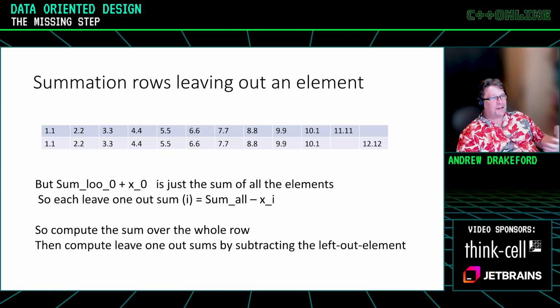So what you're saying is the sum of a leave one out row is the sum over everything, subtracting the value that we left out. So basically, all we need to do is to sum over the whole row. That'll take about n operations, and then we have n operations where we subtract one element from that summation to get the sum of the leave one out values.